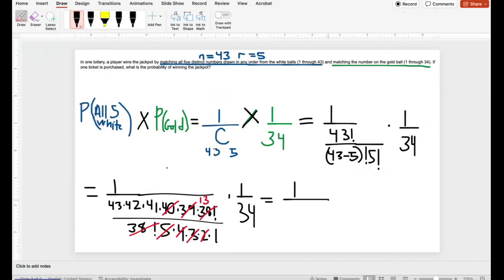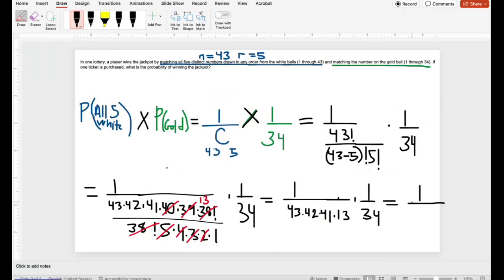So I have 1 over 43 times 42 times 41 times 13. And then it's times 1 over 34. So you can actually just put that with it, right? And let's just see what that is.